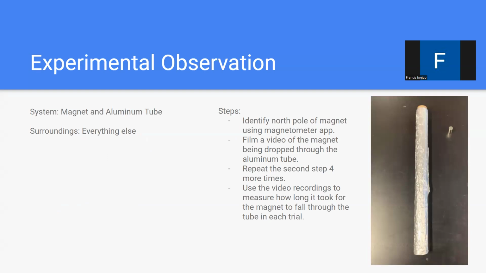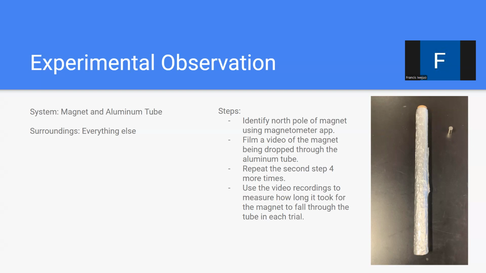For the experimental observation portion of this lab, the system was the magnet and the aluminum tube, as can be seen in the image on the right, and the surroundings was everything else. The steps for this observation included identifying the north pole of the magnet using the Magnetometer app and marking it on the magnet, and then filming a video of the magnet being dropped through the aluminum tube. Then that process would be repeated 4 more times to get 5 different trials.